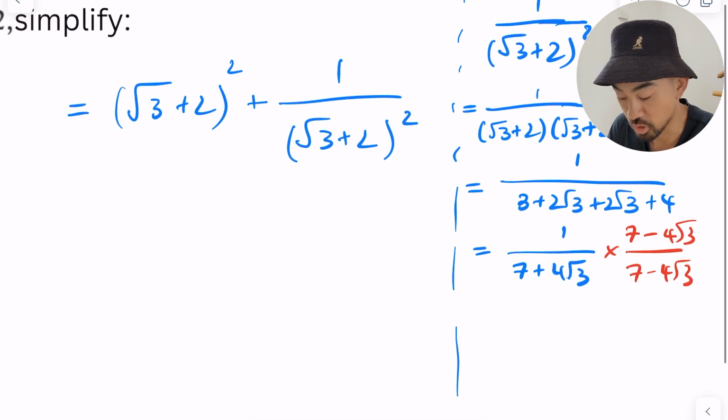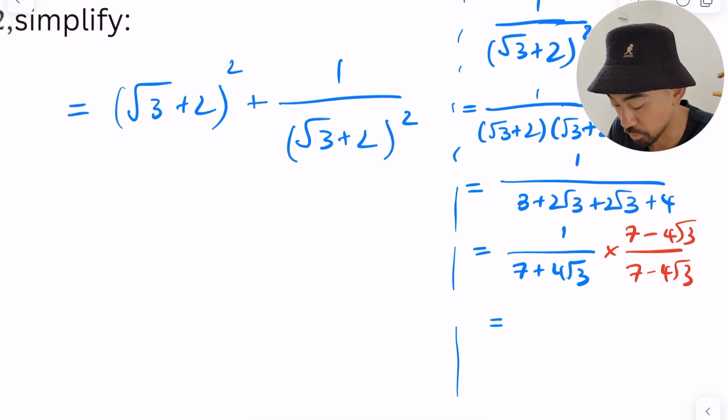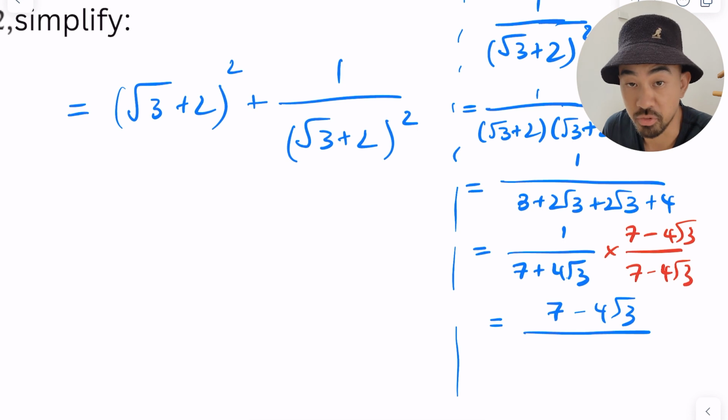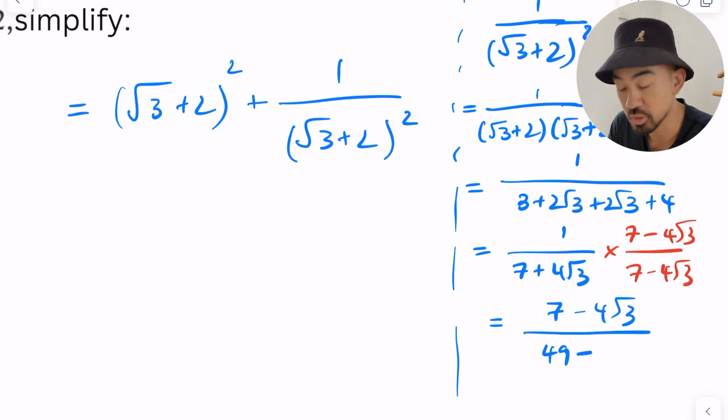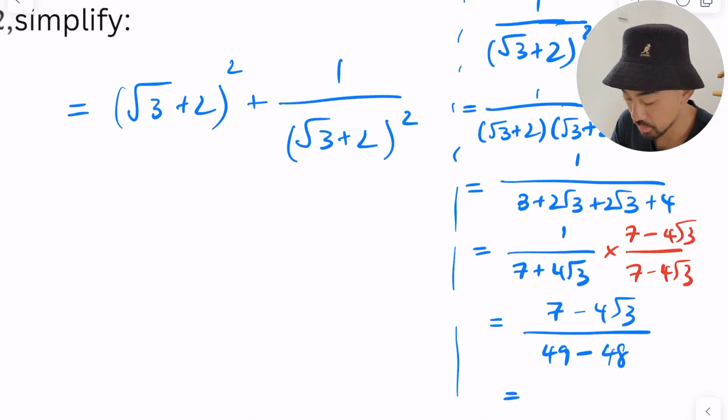Okay, so now it's just about expanding it out. So 1 times 7 minus 4 root 3 is 7 minus 4 root 3. The denominator will be the difference of two squares. So 7 times 7 is 49 minus 4 times 4 is 16. Root 3 times root 3 is 3. So 16 times 3 is 48. So that will be 7 minus 4 root 3 over 1. So that works out nicely.